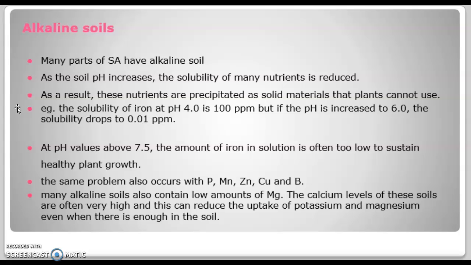Once you start getting above 7.5, the levels of some of those metals are too low to sustain healthy plants, and that's across many of the cations that plants need to thrive. Many of those alkaline soils also contain low amounts of magnesium, and that causes a problem as well.